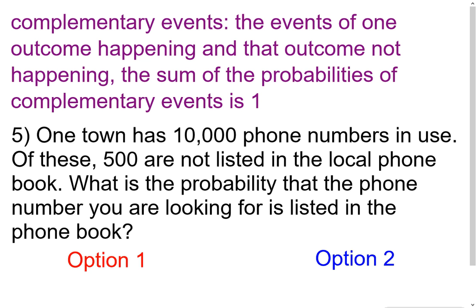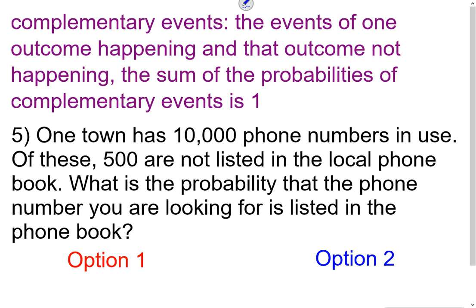And here's my little example. It says one town has 10,000 phone numbers in use. So they're using 10,000. But then it goes on and says, of these, 500 are not listed in the local phone book. So what is the probability that the phone number you are looking for is listed in the phone book? Now, there's some things in here to be careful on.